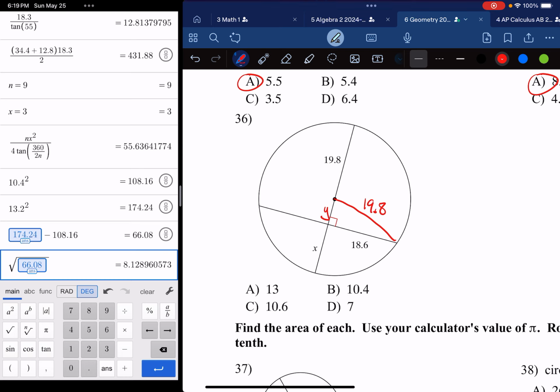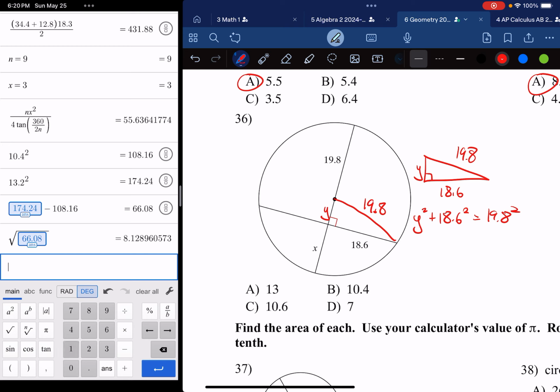And I can solve for this side length y. If I find that side length y, then I can find the side length x, because I know that these two segments add up to 19.8. So let's go ahead and see the right triangle over here. I have 18.6, 19.8, and y. So setting this up, y squared plus 18.6 squared is equal to 19.8 squared.